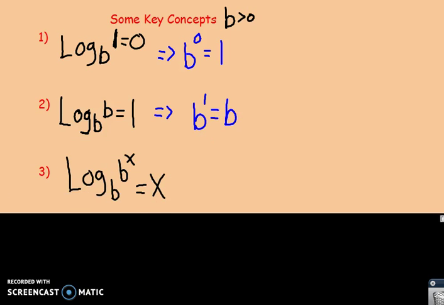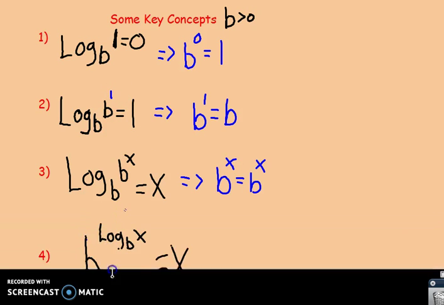Third property, a little bit trickier. The log base b of b to the x equals x. Turn this into an exponential. b to the x equals b to the x. So what that means, folks, is this is just taking a known property, that something equals itself, and writing the log equivalent. So essentially, if you have the log base b of b to some exponent, that exponent is going to be my answer, which is really important for us later on.